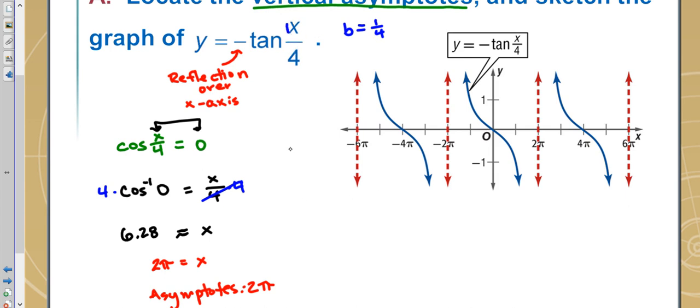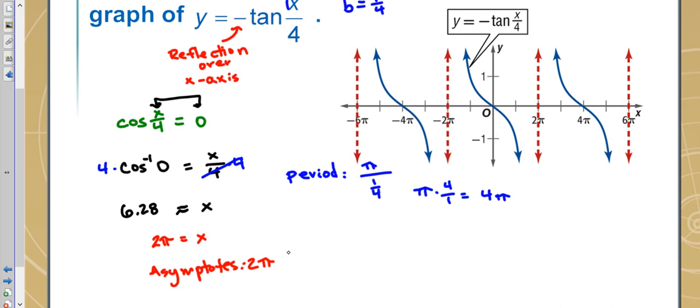So to find the period, you take your pi and divide it by the b, which is 1/4. And just like the last problem, how do you get rid of a fraction divided by a fraction? Well, you take the numerator and you multiply it by the reciprocal of the denominator, which would just simply be 4 pi.